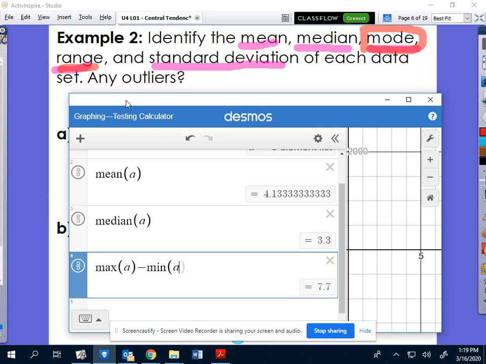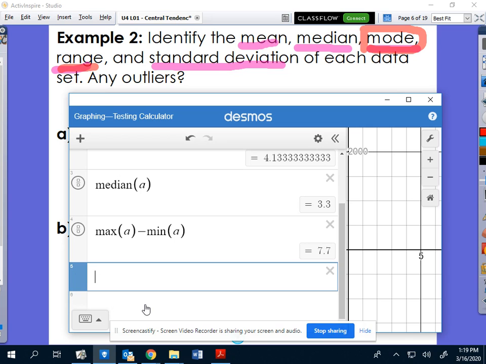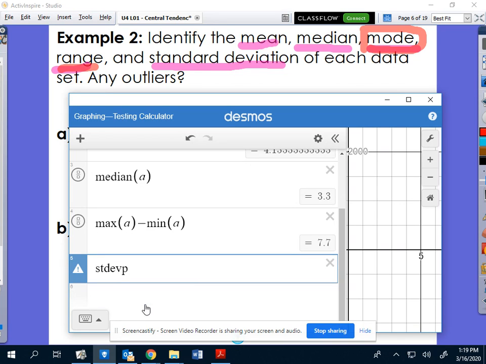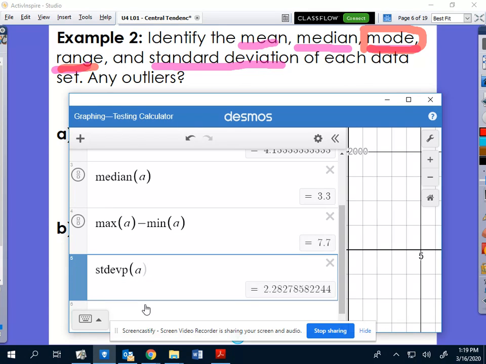And then last but not least, we find our standard deviation. So please do not forget that the standard deviation is STDEV P. P as in Paul. We've got to make sure that we are using the P value. STDEV P, parentheses A, and there's our standard deviation, 2.3 if we round up.